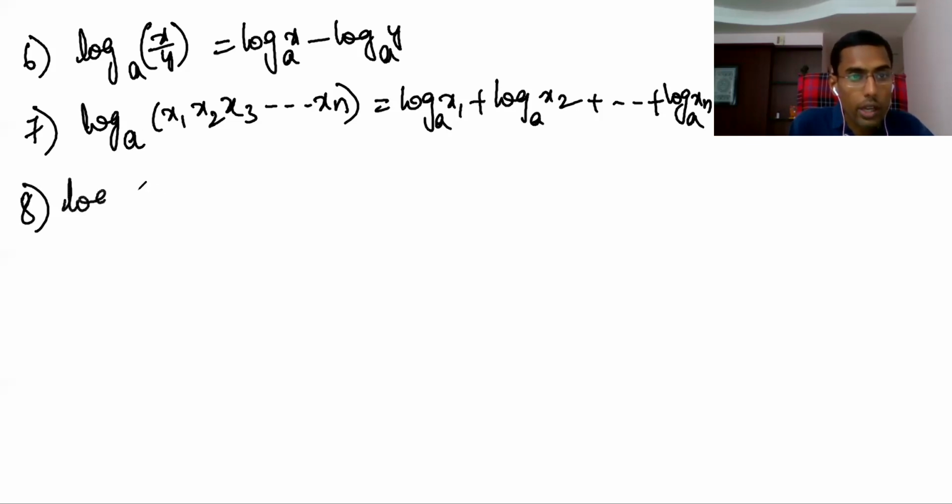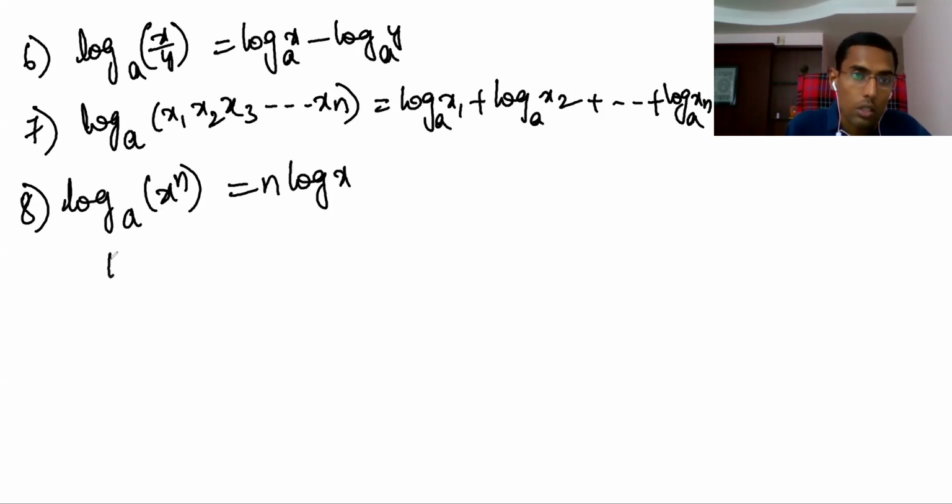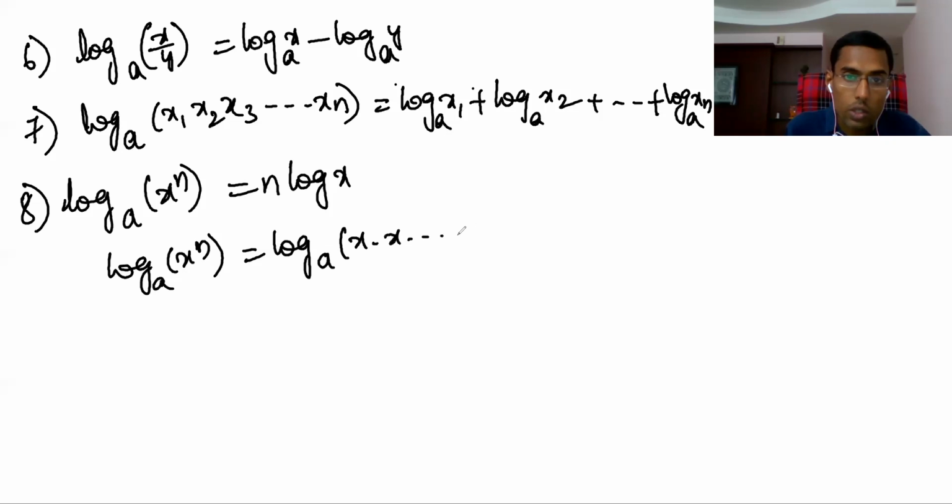From this, log x to the power of n equals n log x. How do you know? Log x to the power of n means log x to the power of n base a. We can prove it actually. How? Log x to the power of n means x into x into x, n times, na? So that means you write log x to the base a plus log x to the base a, n times, which is n log x.